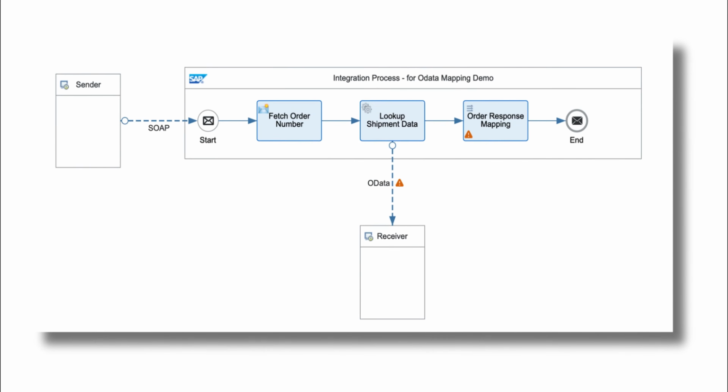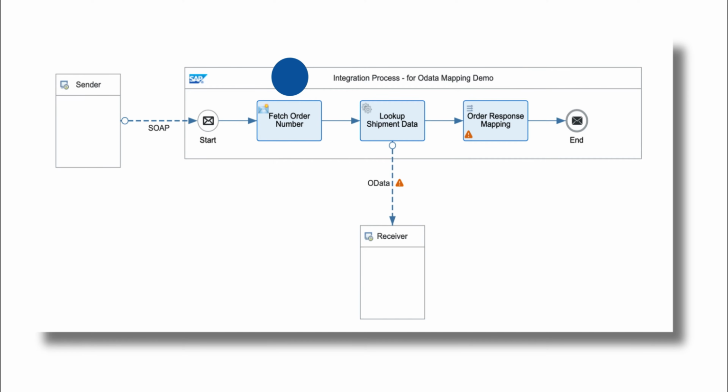We'll try to take an example. I'll explain how you can implement mappings from your file system. As you can see in this diagram, we have a sender system and a receiver system. The sender system is based on the SOAP protocol, and the receiver system is an OData service which will provide the order details. Inside the integration flow, we have 3 steps: the content modifier, the request reply, and the message mapping step.